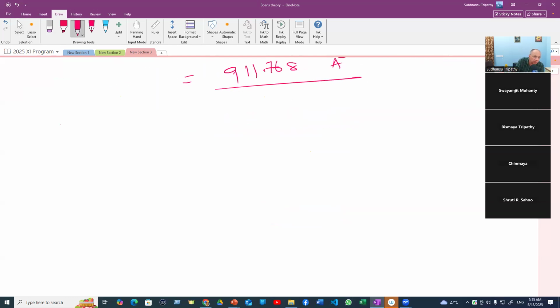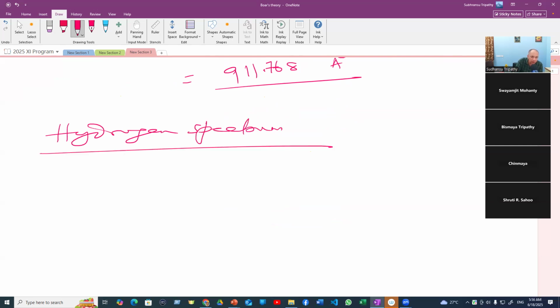Well, when we talk about the hydrogen spectrum, each line can be expressed by this Rydberg constant R Z square. For the hydrogen spectrum, Z is equal to 1.